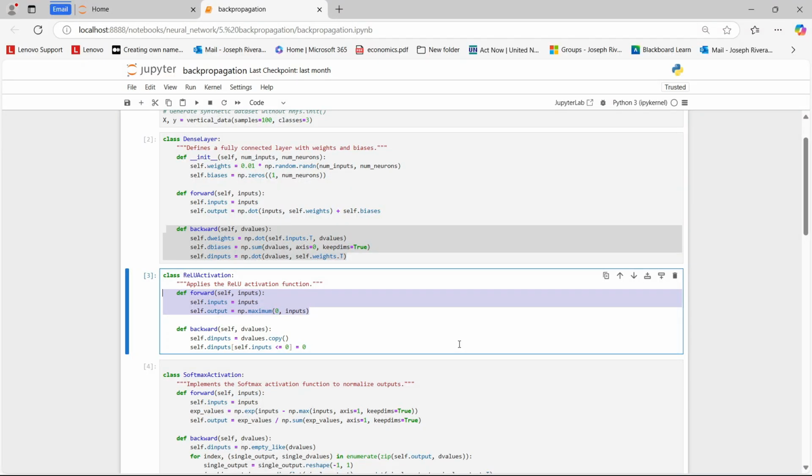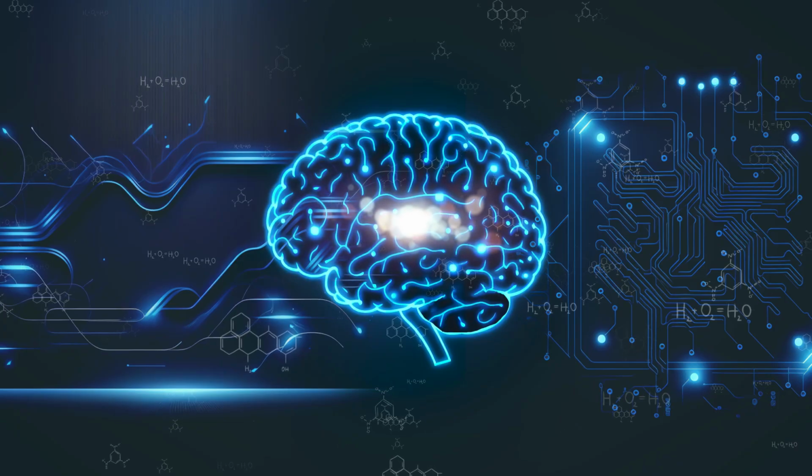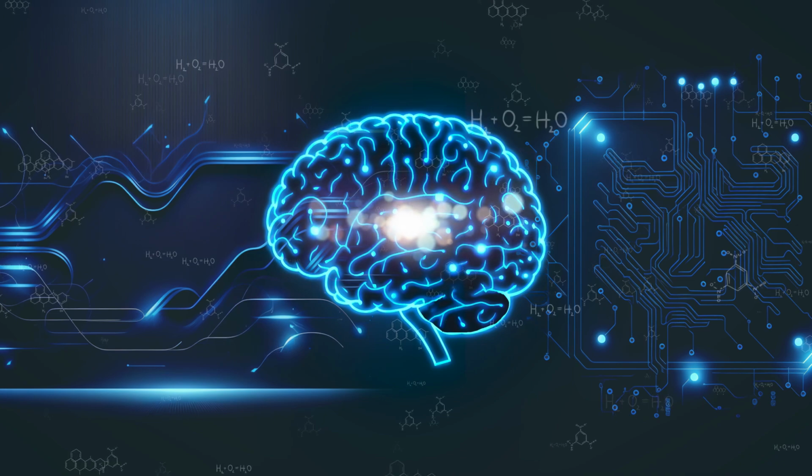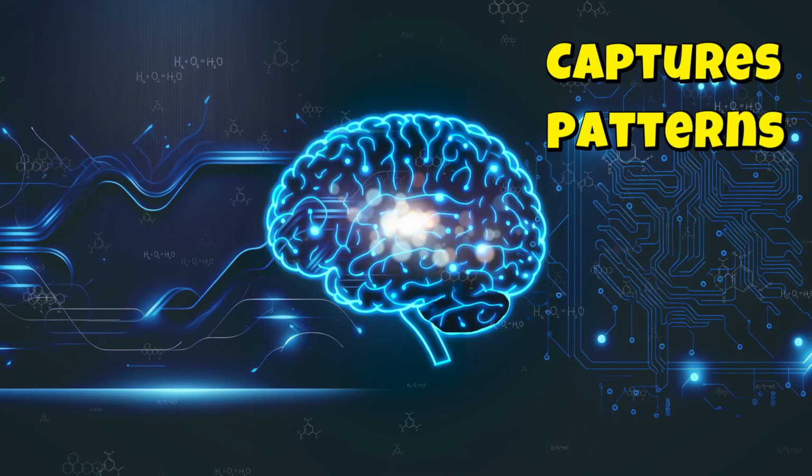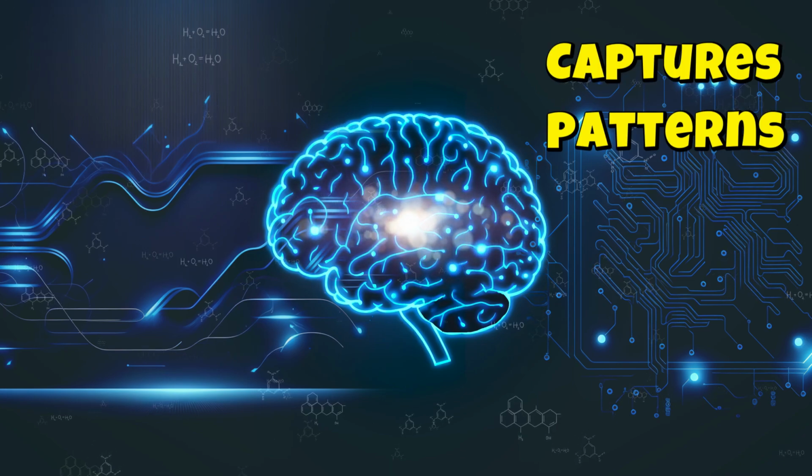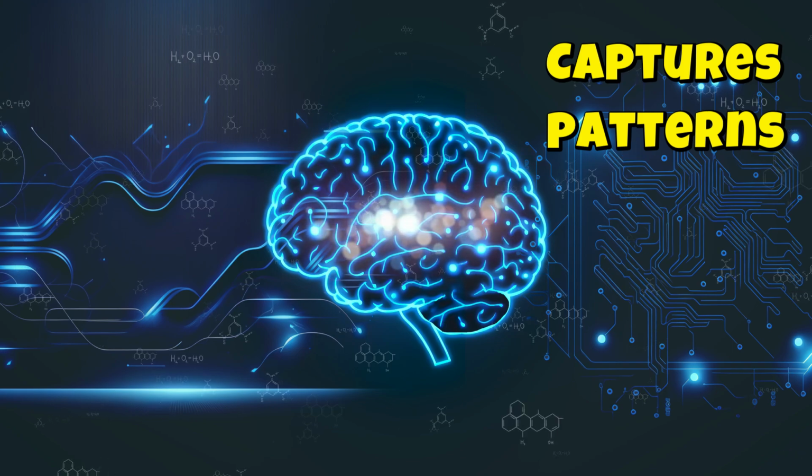By filtering out unnecessary information, ReLU keeps the learning process efficient and prevents unnecessary complexity. So again, this function is essential for ensuring that our neural network captures and emphasizes the most relevant patterns in the data. Let's move on to the next one.